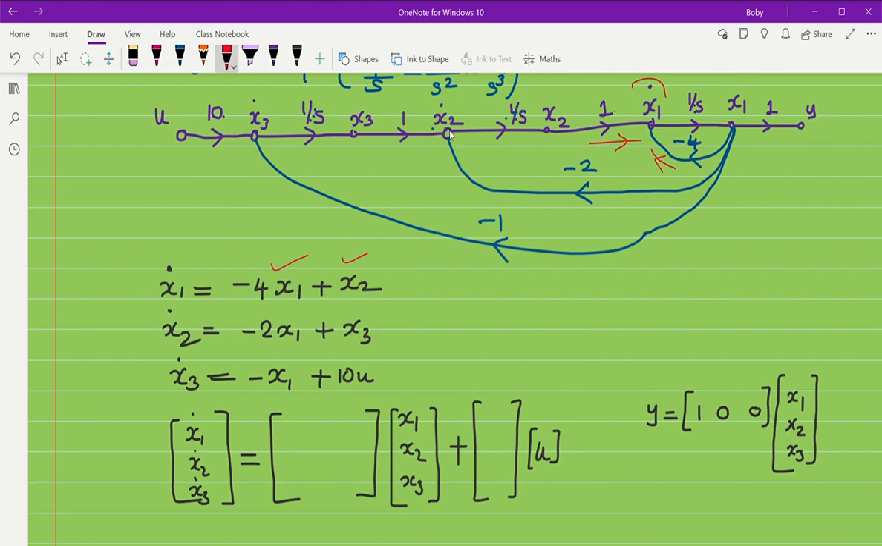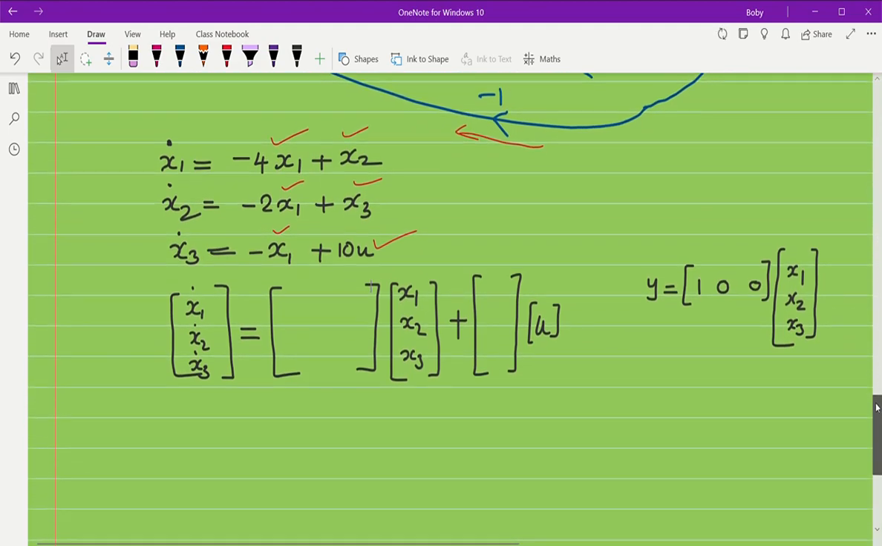Now let us think about x2 dot. So this is x2 dot. What is x2 dot? x3 into 1 from here, and x2 here, that goes here, x1 into minus 2. So minus 2 times x1 plus x3. Similarly, what is x3 dot? x3 dot is from here, you can see here, minus 1 into x1. So minus x1 plus 10 times u. So this is 10 times u. So these are the state equations we have obtained.